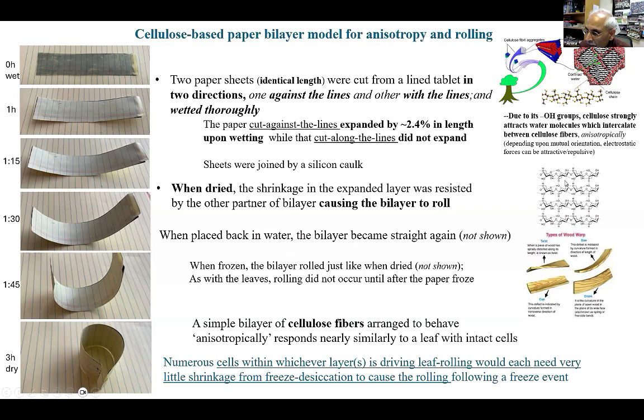some of the structure of cellulose, it has a lot of hydroxyl groups and has a lot of affinity for water. It attracts water molecules. So as I said, depending upon how these cellulose microfibrils are oriented in this pectin matrix, and how the water molecules intercalate will cause this anisotropic contraction in the case of leaf rolling.